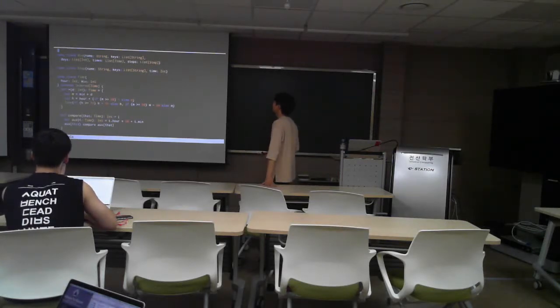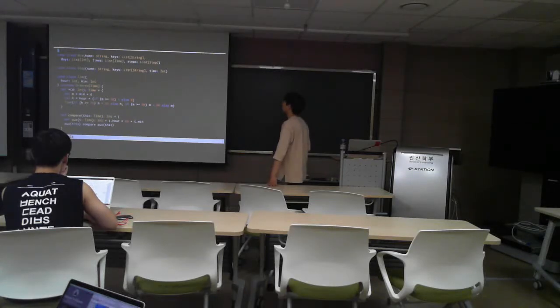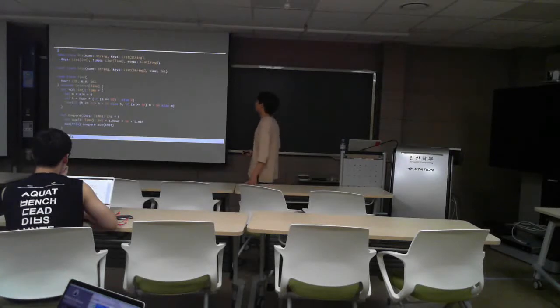And times means when it departs from the starting point, and stops is the list of stops where the bus stops. Stop has name as its field, and also keys to check that the query is related to the stop. We have keys for the stop as well. And time means the time interval between the departure from the starting point and this stop. Time contains hour and minute, and you do not have to look at this. It just offers a function to compare two times.